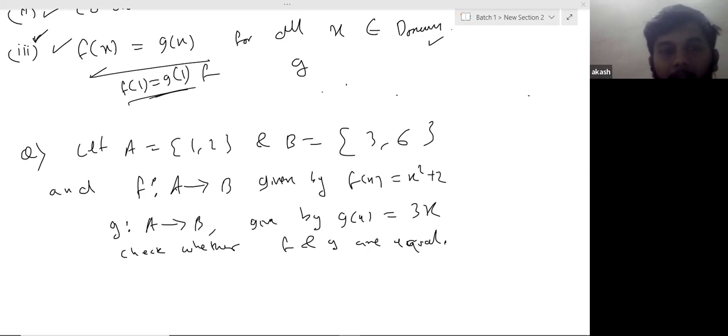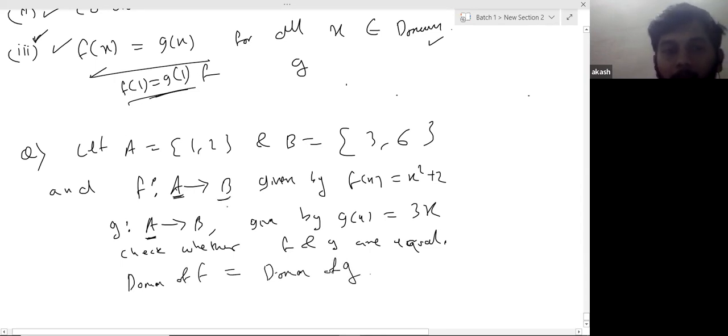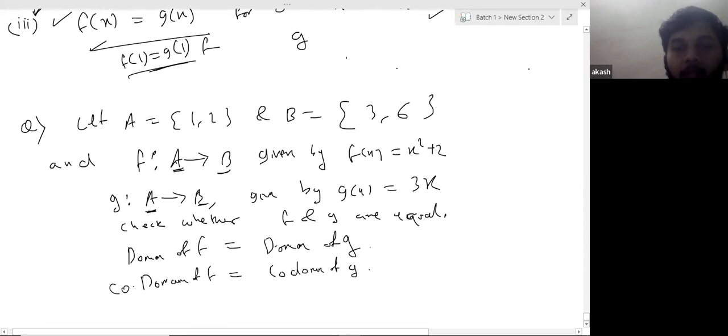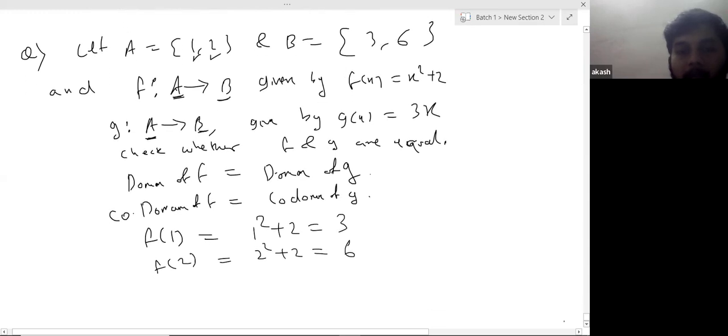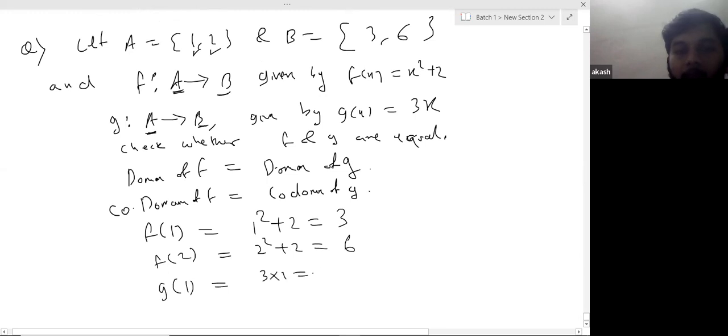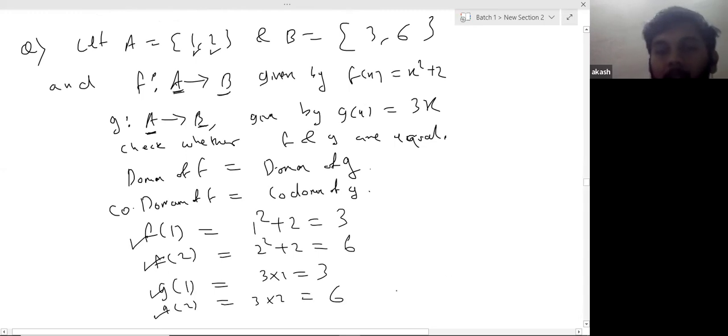let's check. See, here the domain is A, here also domain is A, so domain of f is equal to domain of g, right? Codomain is also equal, B to B. Now we have to check each and every value for 1 and 2. So f of 1 is 1 square plus 2, that is 3. f of 2 is 6. We have to find g of 1 also. So this is 3 into 1, 3. g of 2 is 3 into 2, 6. So now I can say f of 1 equals g of 1, f of 2 equals g of 2. So all the three conditions are fulfilled, so they are equal.